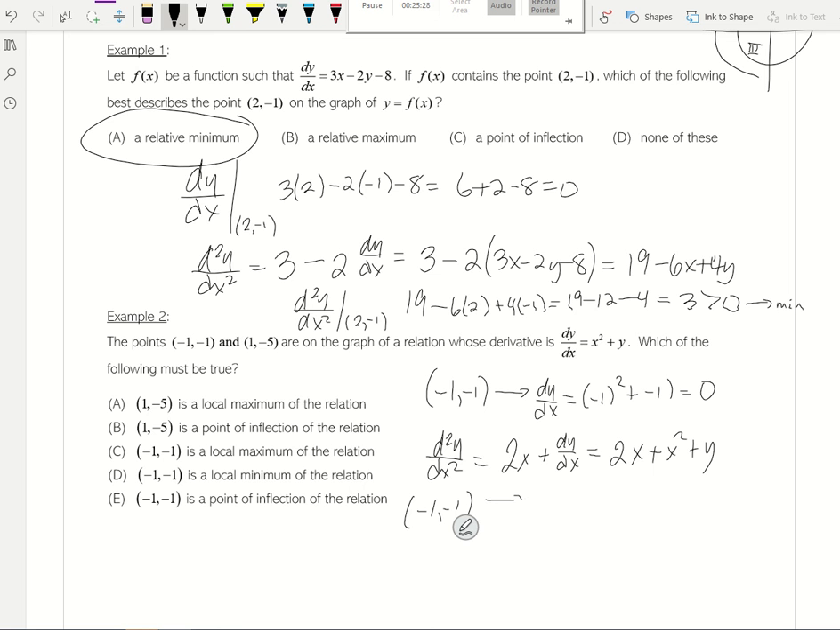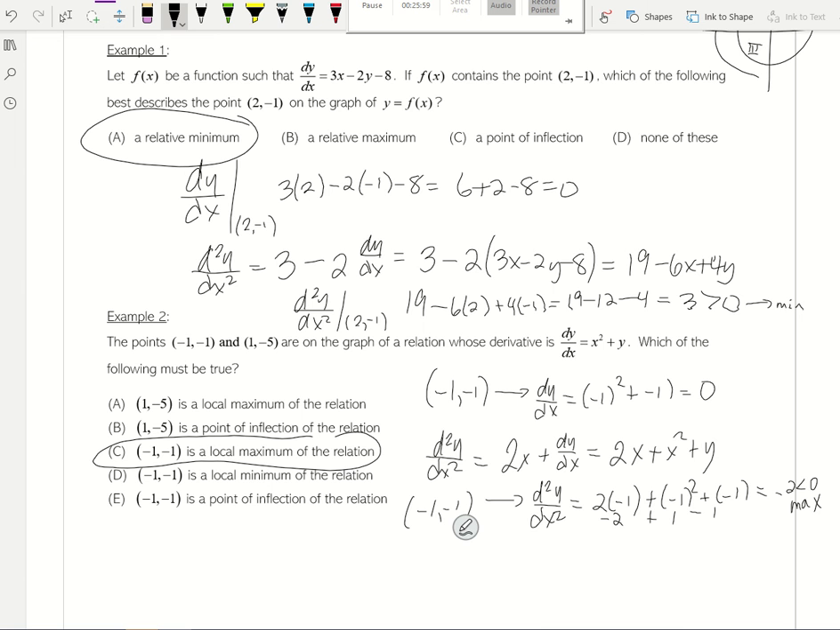Okay, so d squared y over dx squared is going to be 2 times -1 plus -1 squared plus -1. So this is -2 plus 1 minus 1. So we get -2. So that means it's a max. So is that one of our choices? It is, C.